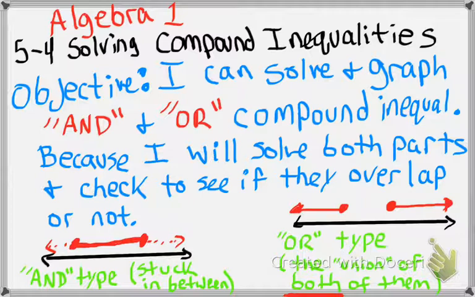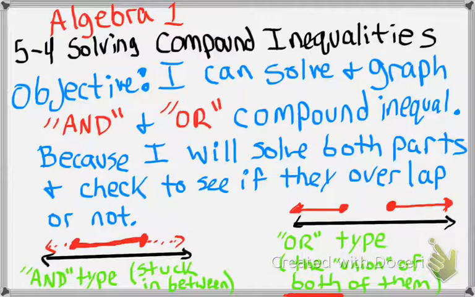Our objective is, as the student, I can solve and graph "or" compound inequalities. I know it sounds weird how to say "or," but there are two types of compound inequalities. There are "and" compound inequalities, and there are "or" compound inequalities. I promise you we'll define them and talk about how to tell the difference. Anyways, I will solve and graph those because I will solve both parts, because by the way, there's going to be two parts instead of just one part like we're used to. And I'm going to check to see if they overlap or not. And sometimes whether they overlap, it means something.